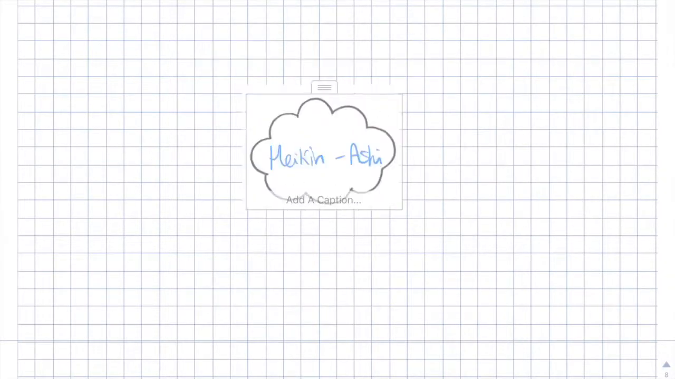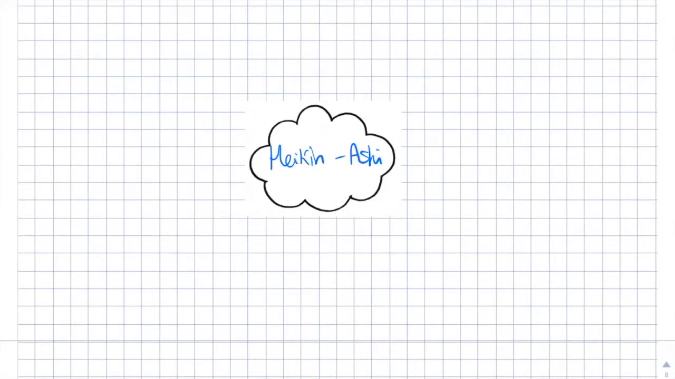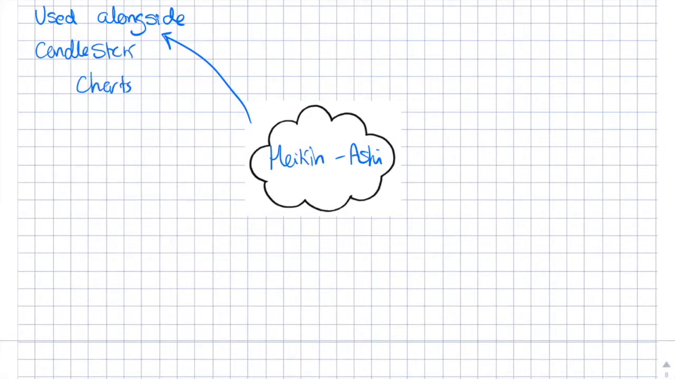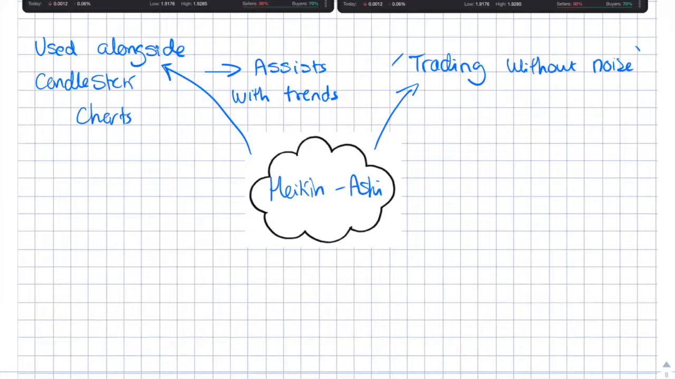So let's summarize what we've learned about Heikin Ashi. They're used alongside candlestick charts, they assist with trends, and in a sense they allow trading without noise. Sometimes in candlestick charts, a false signal can be given by market makers, for example hedge fund companies, massive companies that can affect the forex market, and the Heikin Ashi actually mitigates the effect that these false signals have on the forex market.